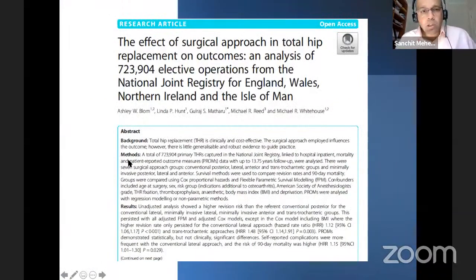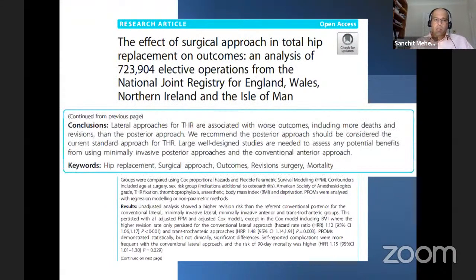And then this was a study from Bristol, again, National Joint Registry based study, effect of surgical approach, huge numbers, 723,000 elective operations. And they concluded paradoxically that the lateral approach for total hip replacement had worse outcomes.